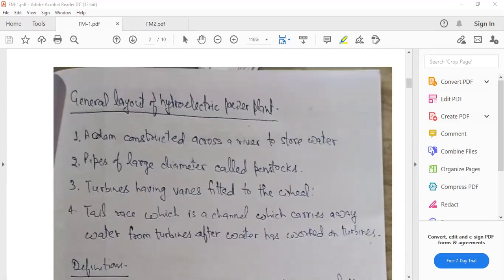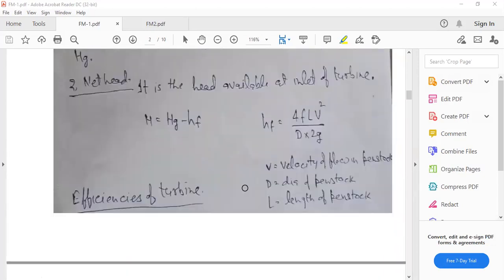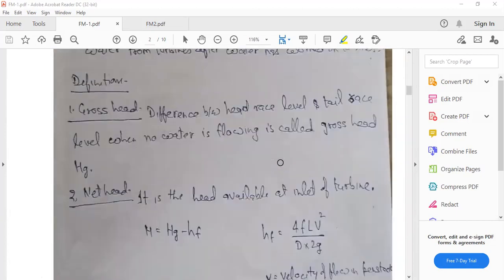Now, general layout of hydroelectric power plant. So a hydroelectric power plant consists of these four main constituents. First one is a dam, which is constructed across the river to store water. You can see here we have a dam which is made across the river. Okay. Then second part is pipes of large diameter called penstocks.